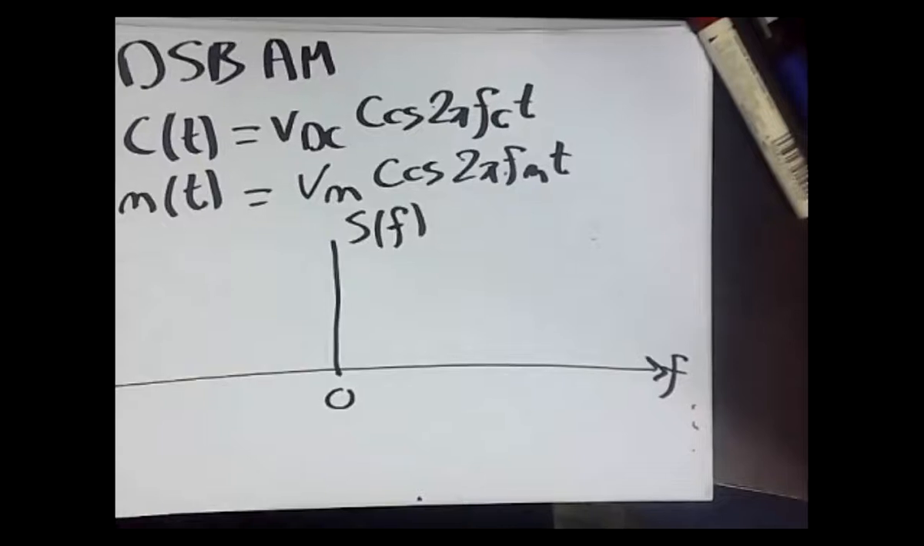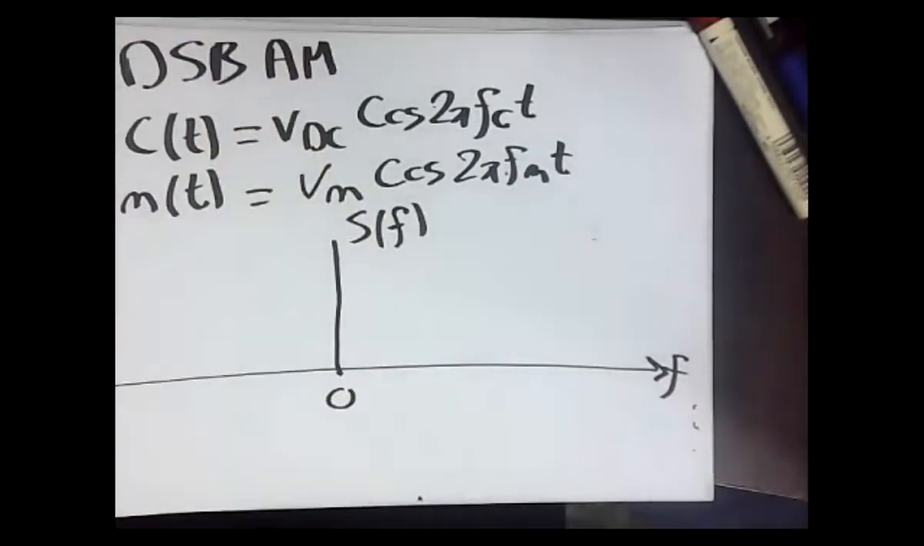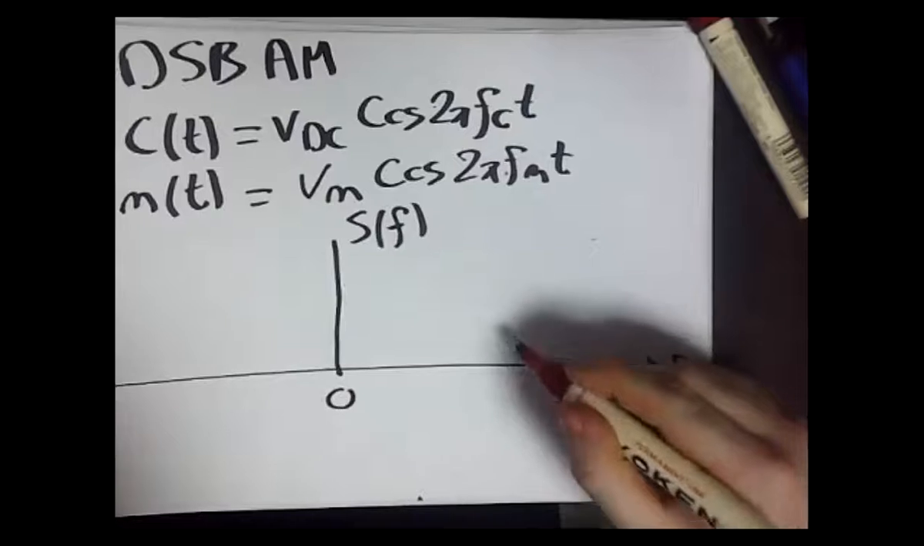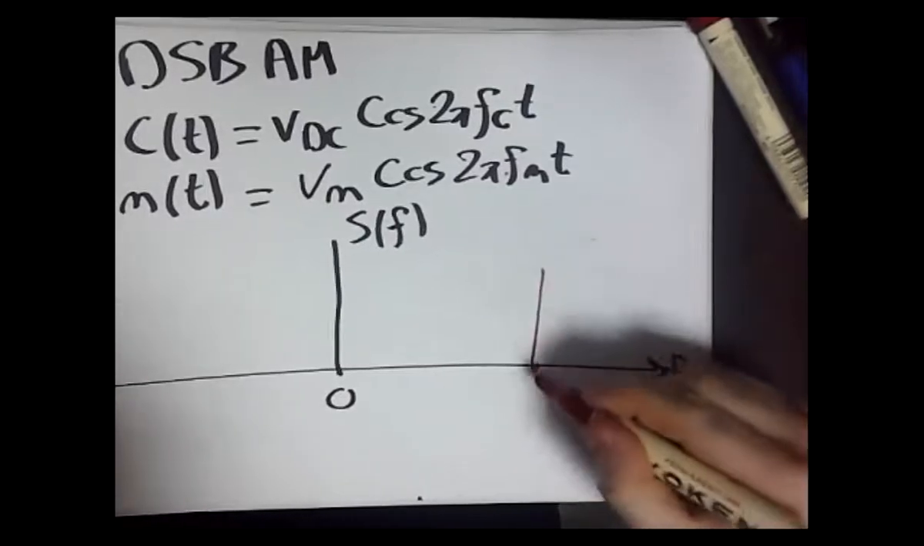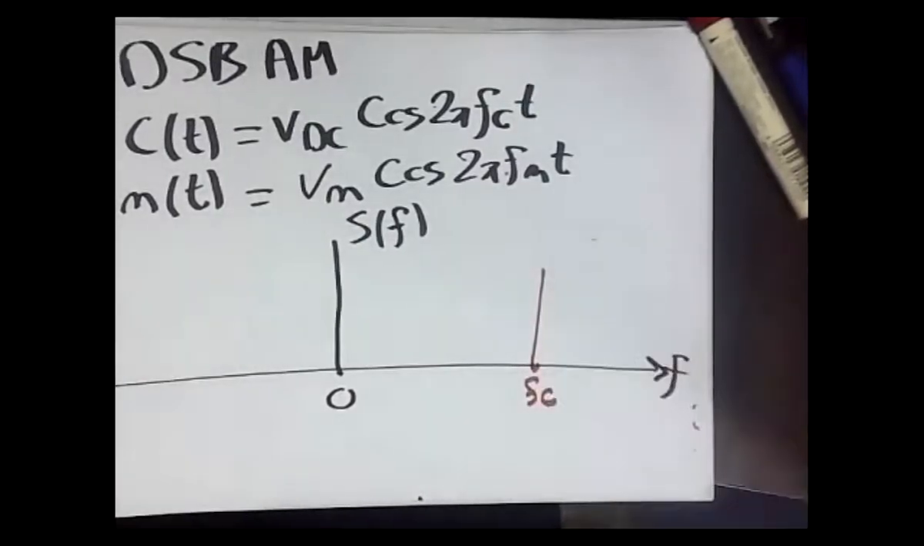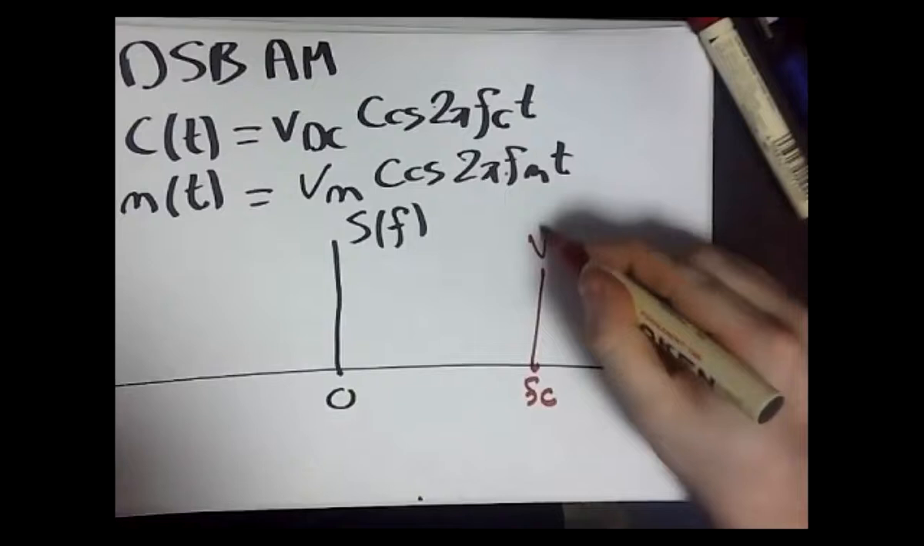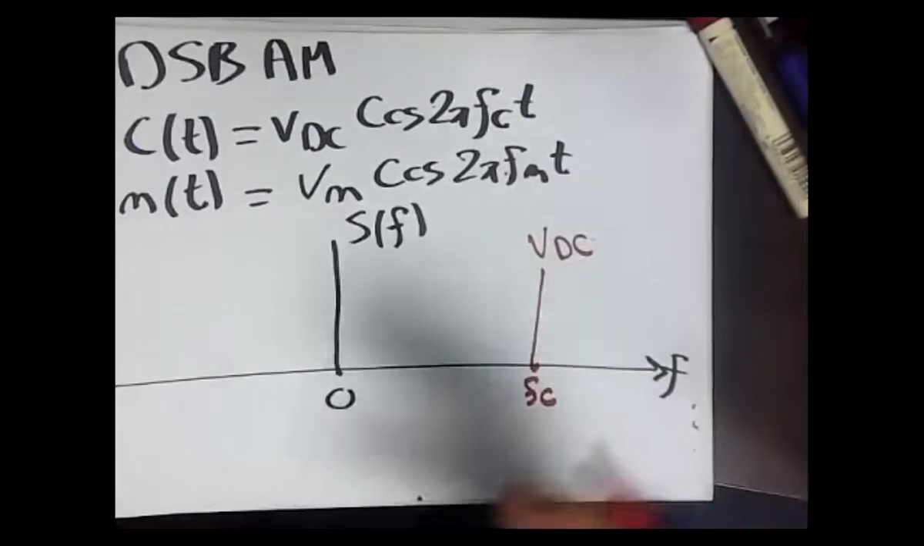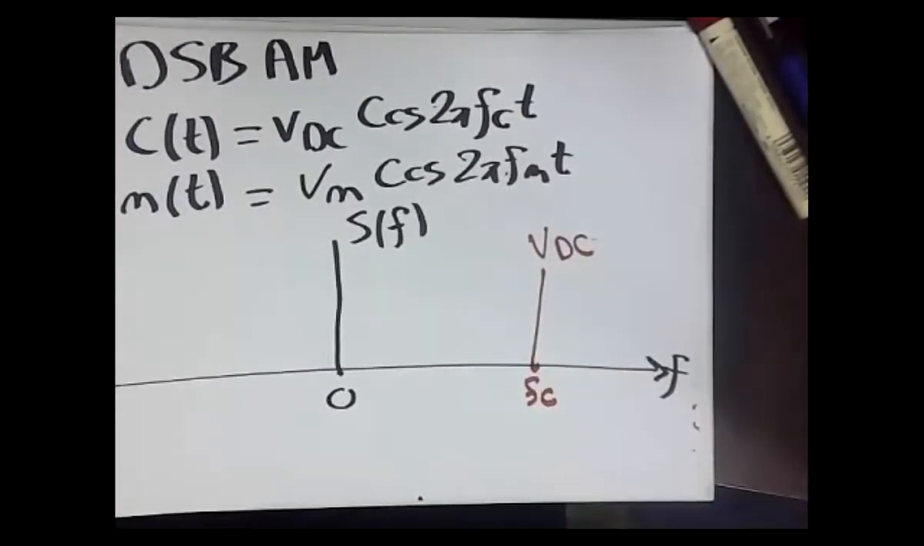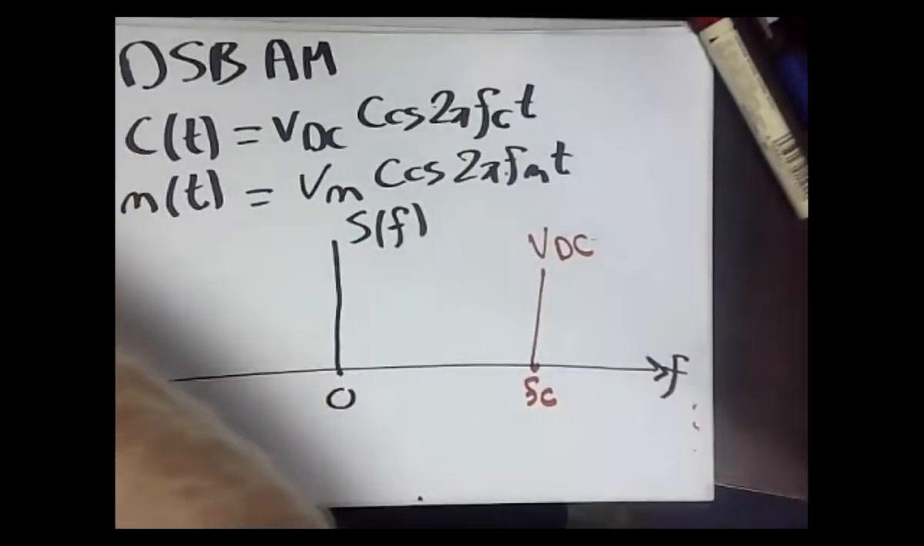So, very simple. You will say that, okay, this is a double-sided band AM modulated signal. So we have at FC a carrier with an amplitude VDC, and then we have a copy of the message here.